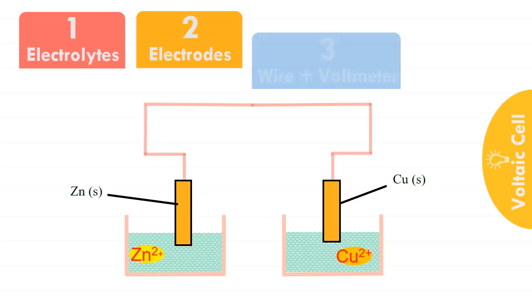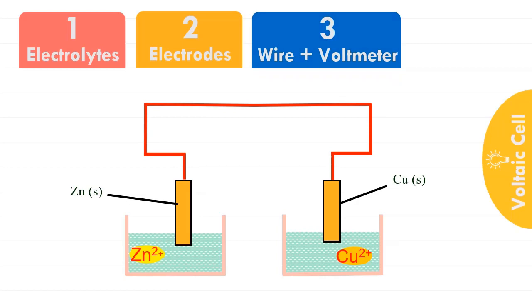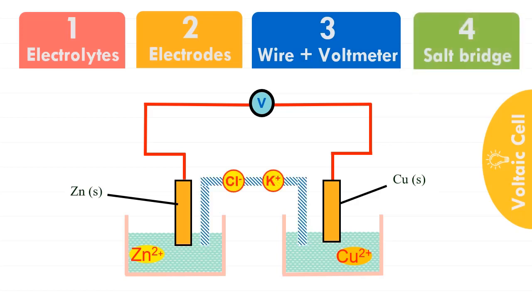Next, we will use wire to connect both electrodes. When we do this, something amazing happens. Electrons start moving through this wire, indicating there's electricity. We can take a voltmeter and hook it up to this wire, and the voltmeter can give a reading of potential difference. There's one more important part of the voltaic cell called a salt bridge that connects these two solutions. The salt bridge is used to maintain the neutrality of the solutions, which we'll talk more about later on.